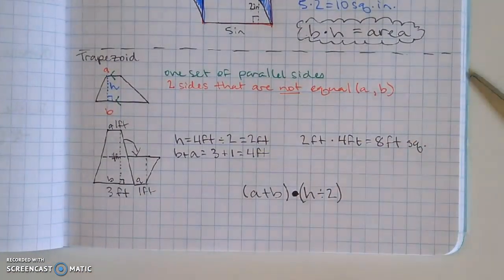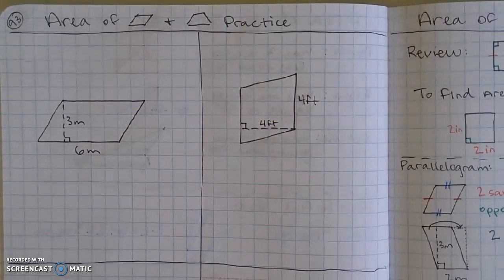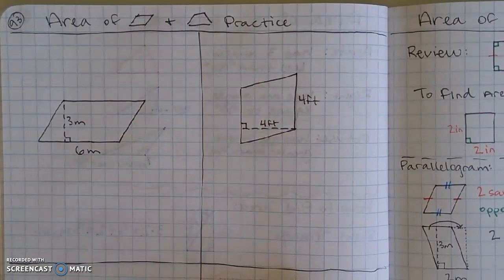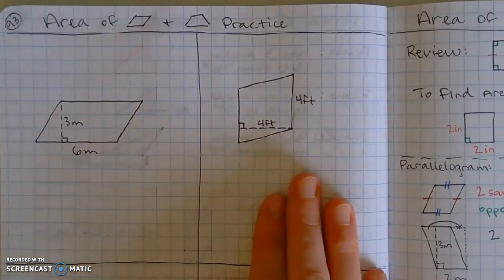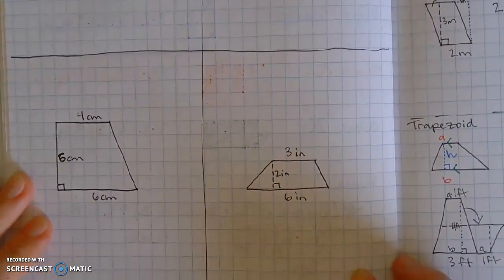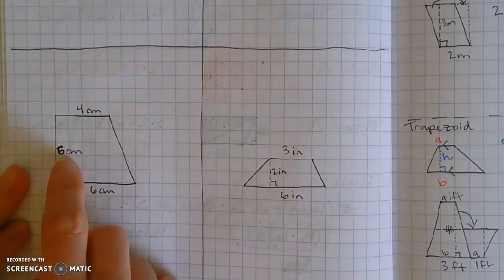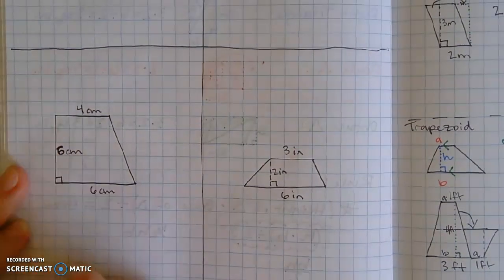Okay, I'm going to pause this for a second and post your sample problems, okay? Okay, here are your practice problems. You have 2 parallelograms and 2 trapezoids. So here's your 2 parallelograms. Pause it if you need to. And here are your 2 trapezoids. And I messed up counting the height of this, but this should be 6 even though it's 5 here. So 6 centimeters tall.